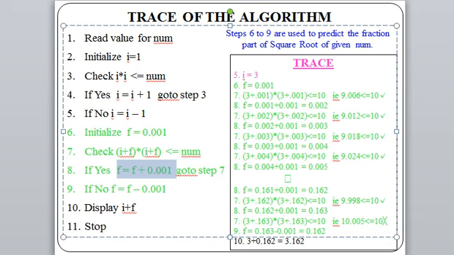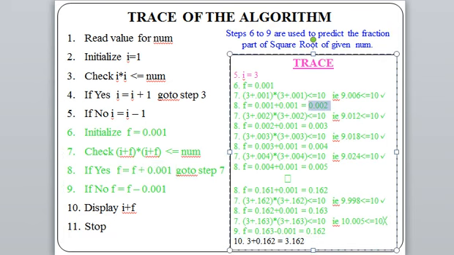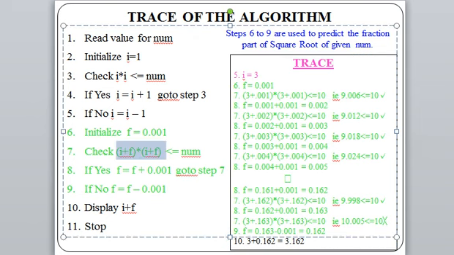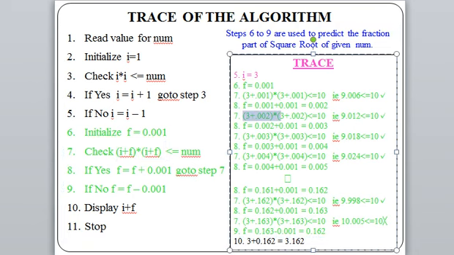So when we increment f by adding 0.001 to the previous value, we get the new value of f, which is 0.002. Now we have to add that f value with the I value. So we get 3.002 multiplied by 3.002. Is it less than 10? Multiplying 3.002 and 3.002, we get 9.012. Is that less than 10? Yes, that is also less than 10.